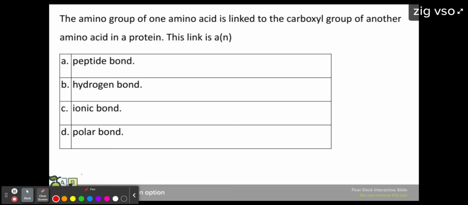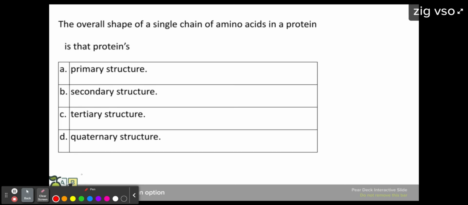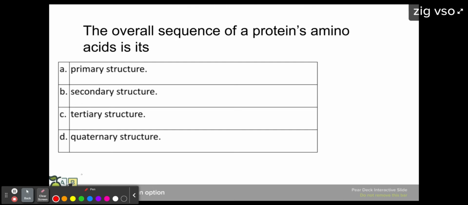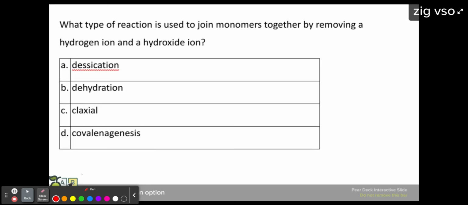The amino group of one amino acid is linked to the carboxyl group of another amino acid. This link is A... The overall shape of a single chain of amino acids in a protein is that protein's primary, secondary, tertiary, or quaternary structure. The overall sequence of a protein's amino acids is its... What type of reaction is used to join monomers together by removing a hydrogen ion and a hydroxide ion?